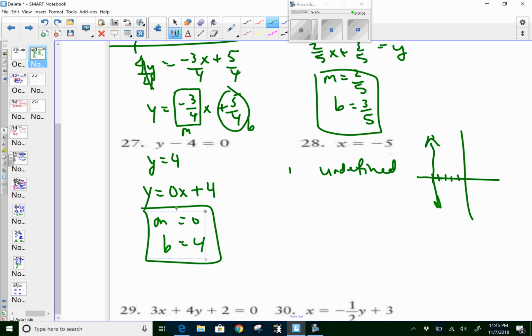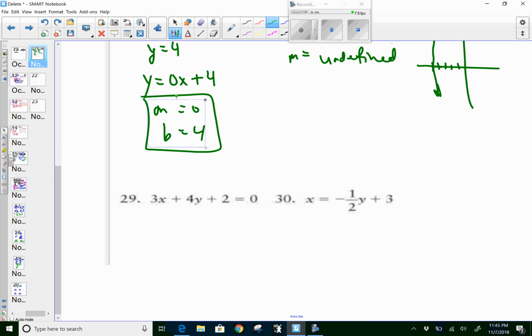So m is undefined, and there is no y-intercept. So there is no b. Okay. Do I need to go back to this one and show you that? No, I think we're okay. Ask me if you have any questions.